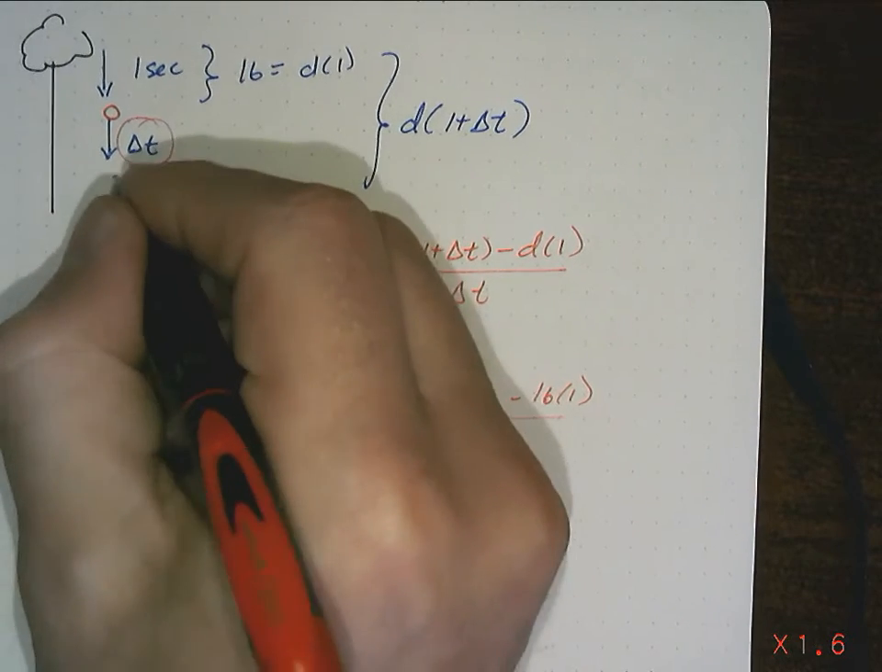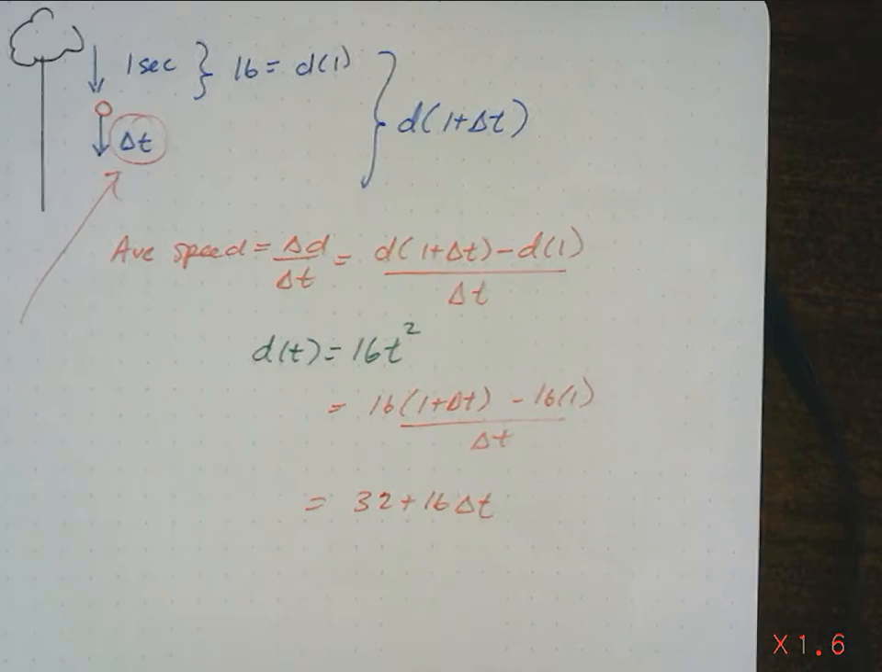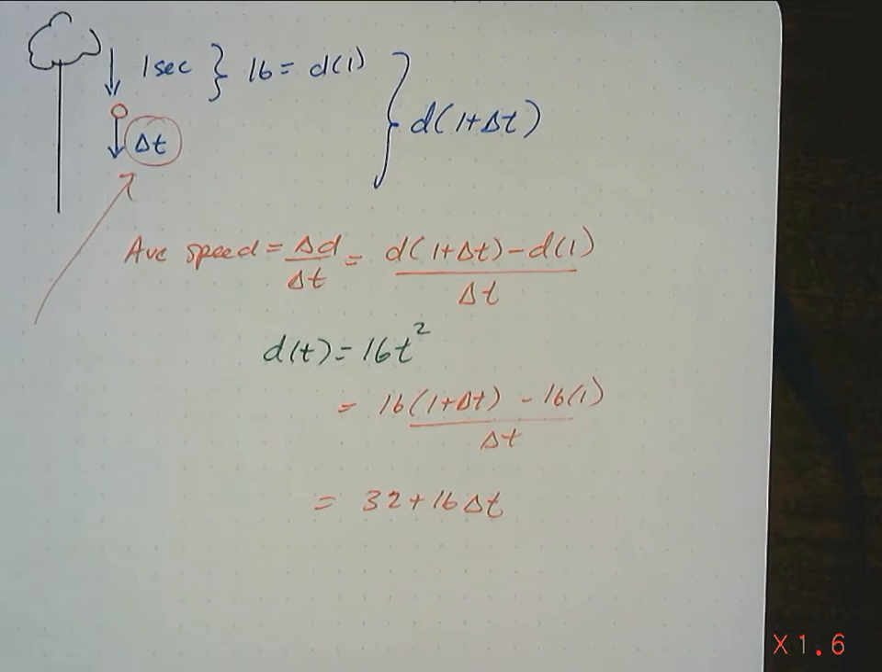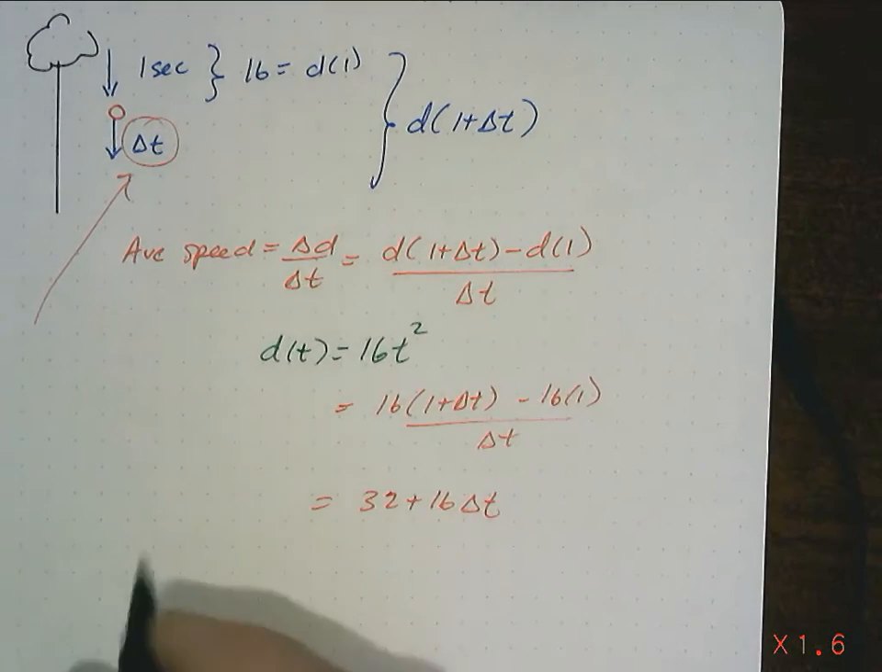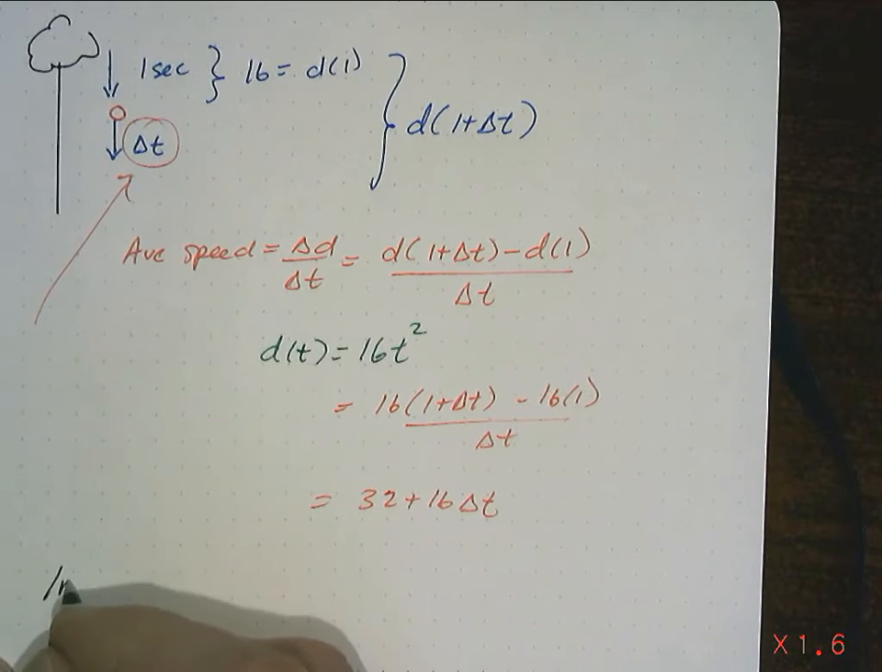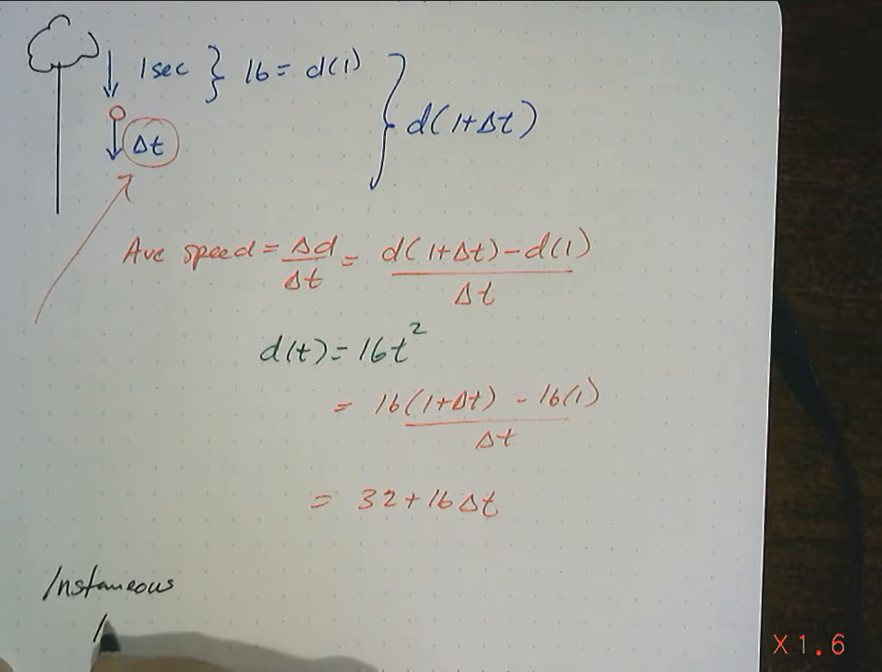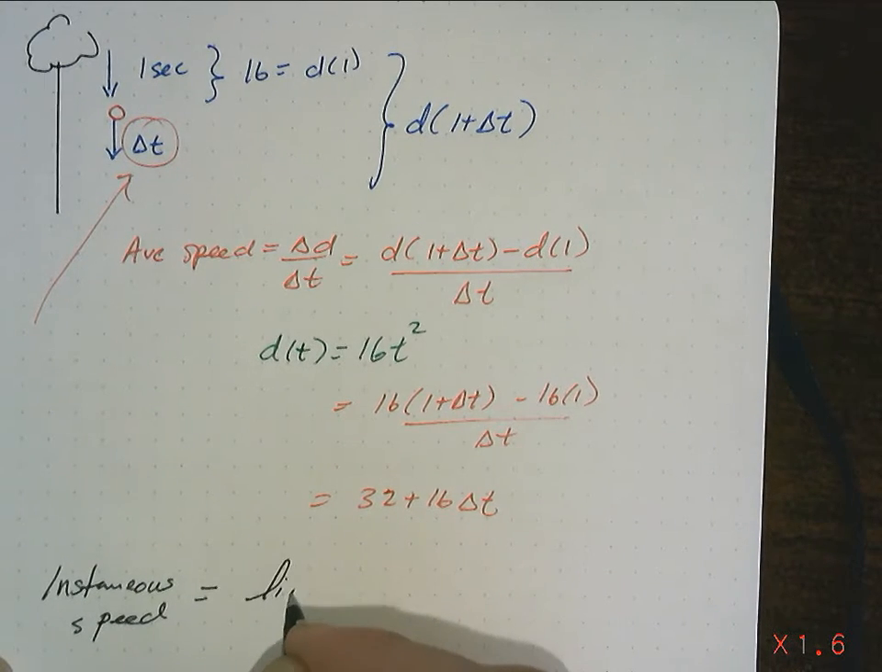But notice you can never, ever, ever let it be 0. Does this remind you of something, anybody? Making something smaller and smaller and smaller, but never allowing it to be 0? So Newton made the conceptual leap to say instantaneous speed is going to equal the limit as delta t approaches 0.